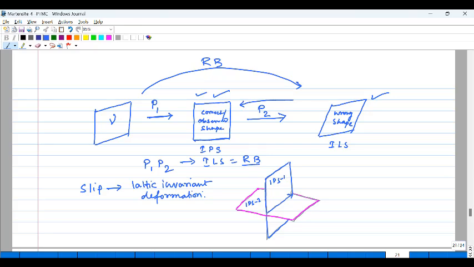Now, slip is one of the most dominant forms of plastic deformation in metals, but there is one more mode through which metals can deform, and that is twinning. So this is again the same thing, it will change the macroscopic shape, but it does not change the crystal structure. So this is also a lattice invariant deformation.